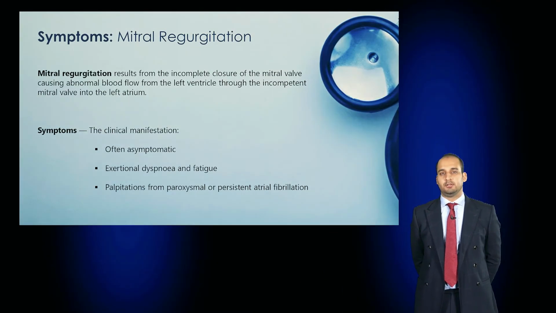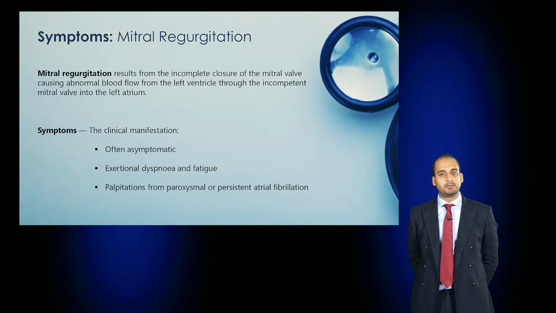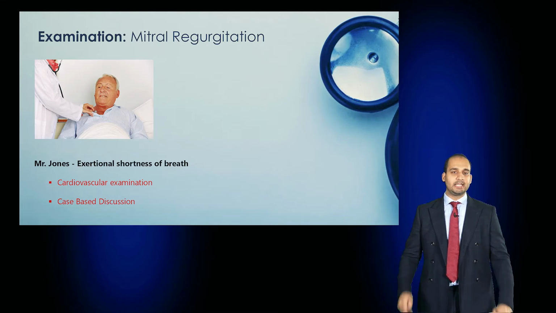Mitral regurgitation results from the incomplete closure of the mitral valve, causing abnormal blood flow from the left ventricle through the incompetent mitral valve back into the left atrium. Patients can often be asymptomatic or may develop exertional dyspnea and fatigue, and can develop paroxysmal or persistent arrhythmias such as atrial fibrillation. So let's take a case.